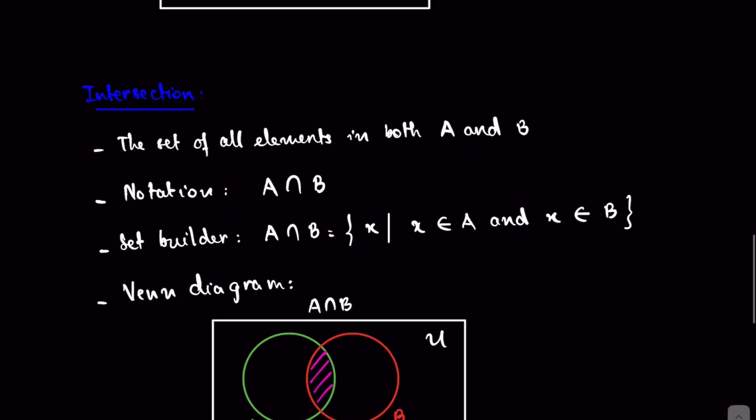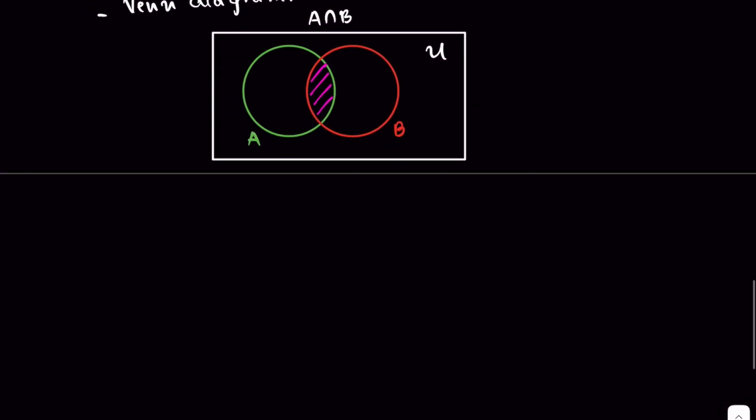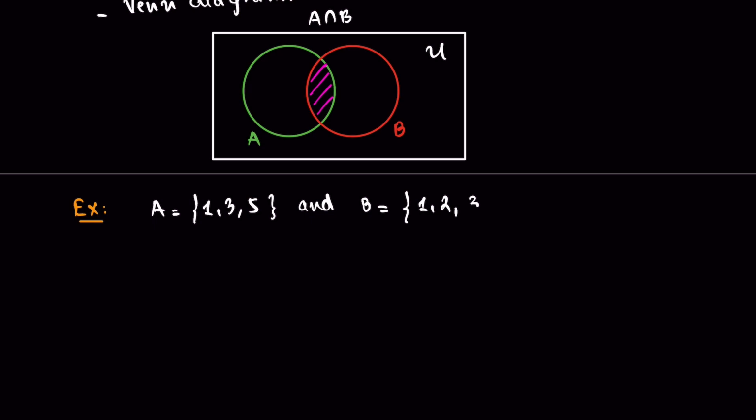Now let's go back to the previous two examples, and we're going to find the intersection between two sets. The example that we have is two sets. Set A consists of the elements 1, 3, 5. And set B is the set of the elements 1, 2, and 3.